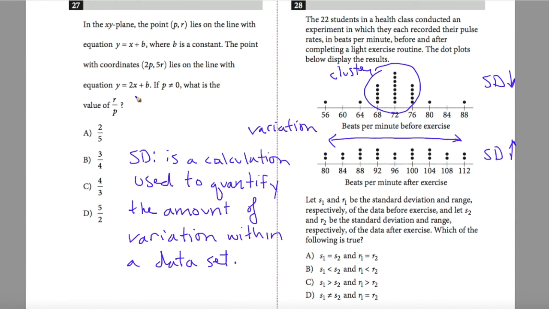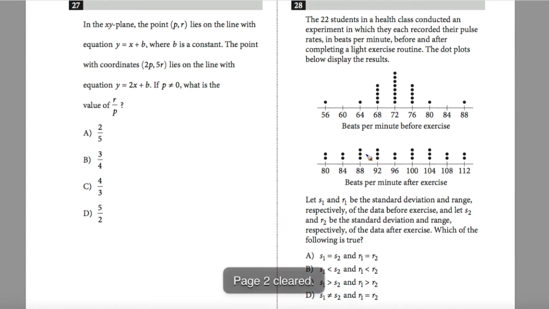Range is simply the largest minus the smallest, and you can figure out the range by the two data points. Now let's attempt to clean this up a bit so you can see it a little bit better. It says, let S2 and R2 be the standard deviation and range, respectively, of the data after exercise. Which of the following is true?